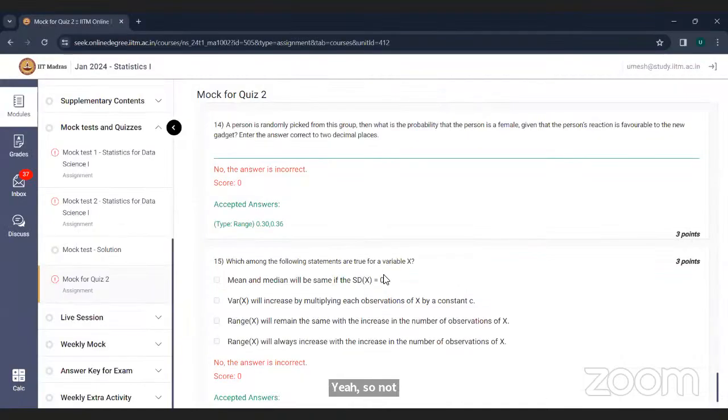Next: the range of x will remain the same with an increase in the number of observations of x. Is this true? No, sir, it's not true because range is the maximum minus the minimum. If the number of observations is increased, then the maximum and minimum values may change, so it's not always. Yes, you are right.